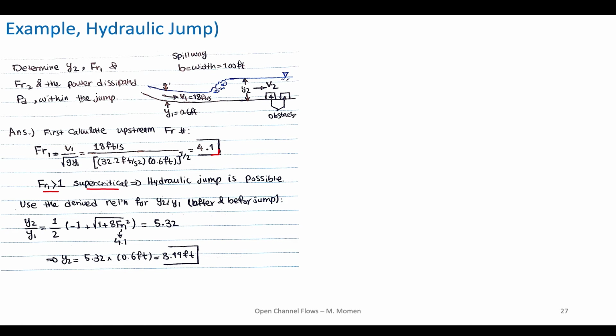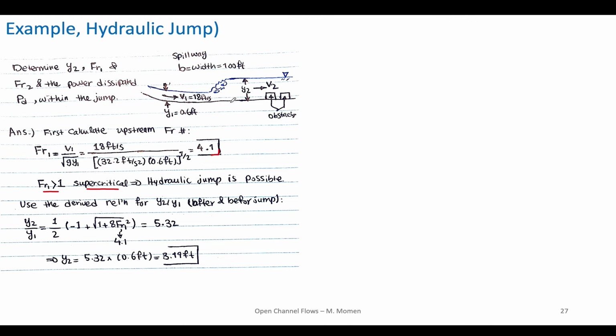Okay, the second thing I want to do is calculate Y2. In order to calculate Y2, I use the derived relation that we found for Y2 over Y1, after and before the jump. This was the relationship that we found based on the continuity and momentum equation for a hydraulic jump.